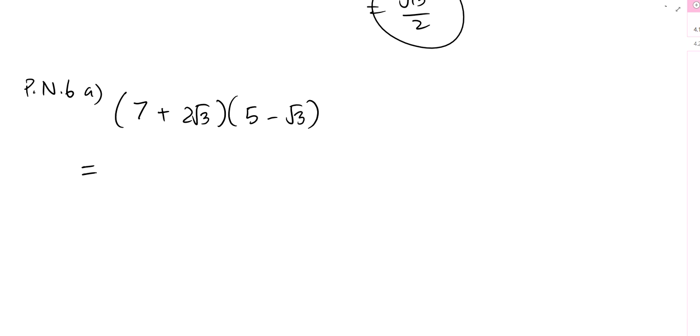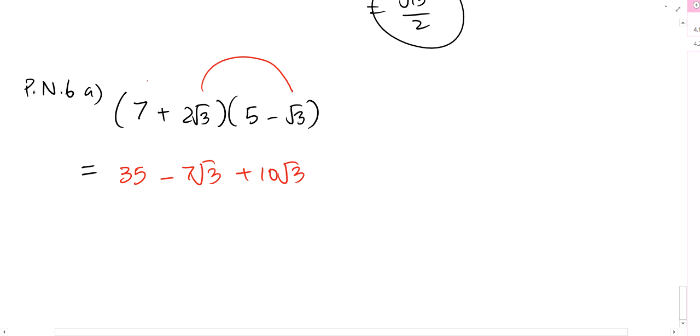Rainbow, yeah, rainbow. It works the same way. 7 and 5 to get 35. 7 and negative root 3, it's a negative now, so minus 7 square root 3. You can just copy this down into your textbook right now. 2 and 5, plus 10 root 3. And lastly, this is the part where you may face some problems. 2 root 3 times negative root 3. What do we get?